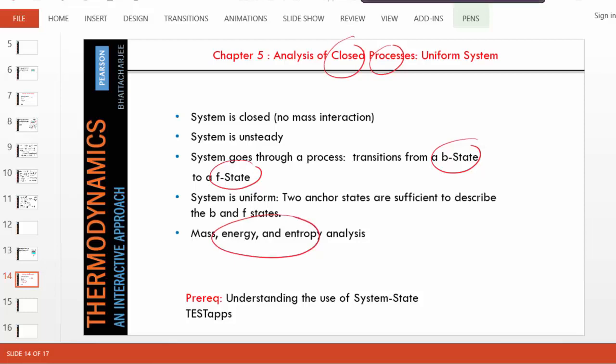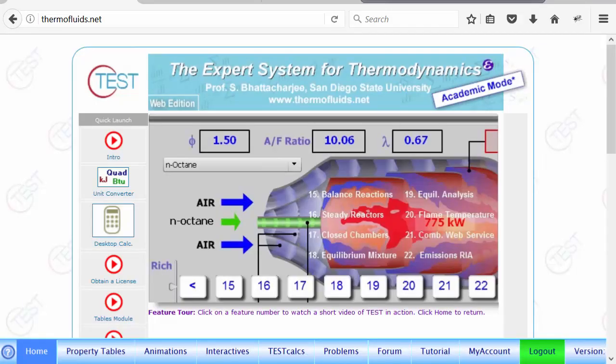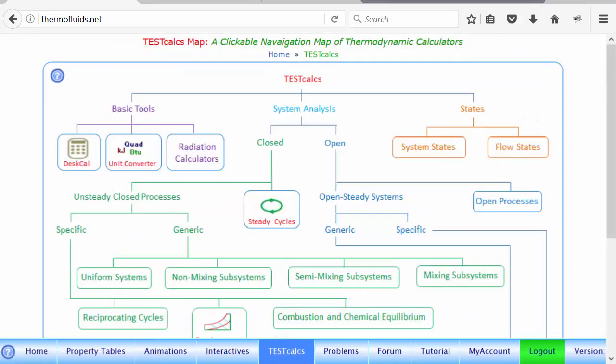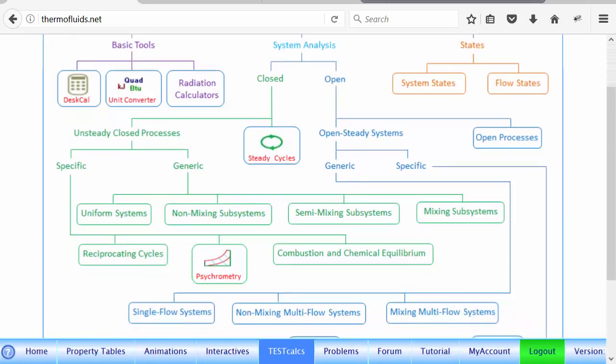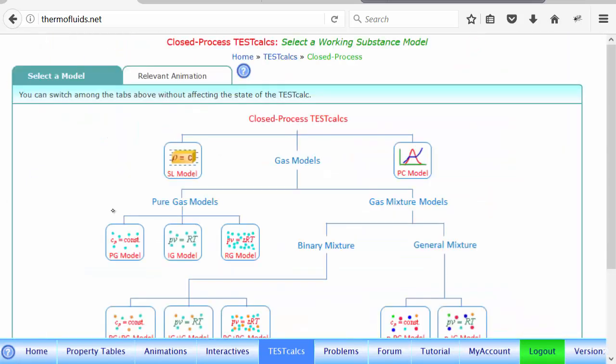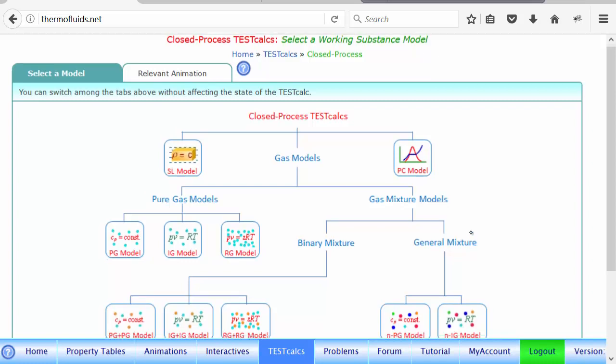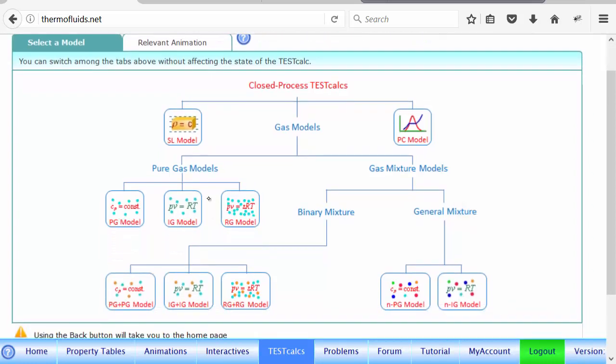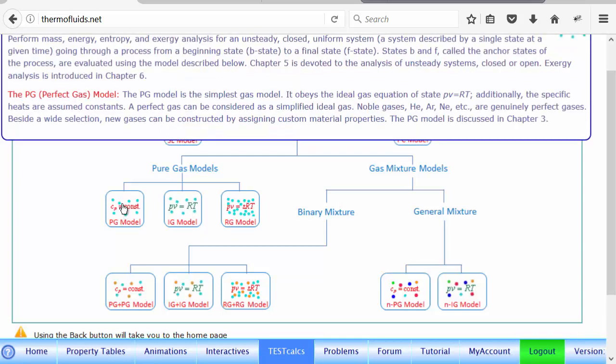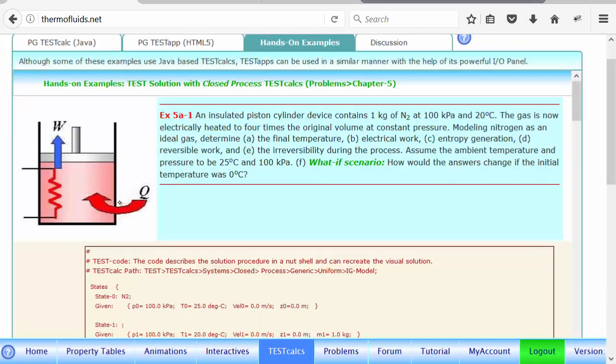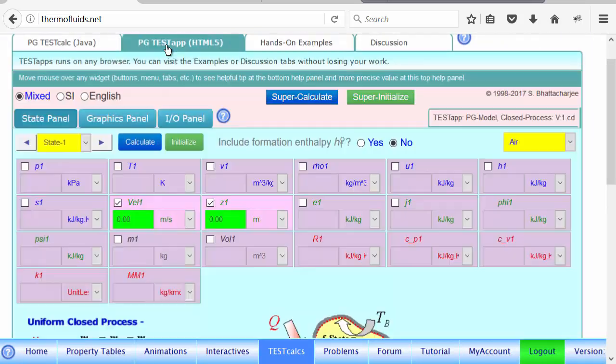So let's begin. We'll launch an appropriate TESTcalc. We have already logged into the thermofluid site, and this is a case of a closed process. So we follow the system closed generic process, and the problem says that this is a gas, so one of these gas models should be used. It instructs us to use the PG model. Click on the HTML5 and that launches the TESTcalc.